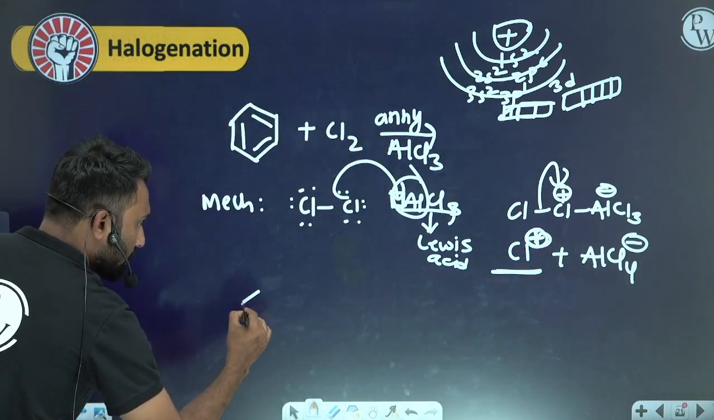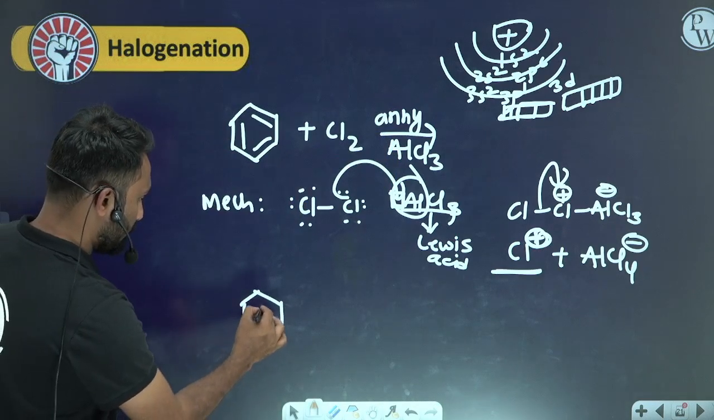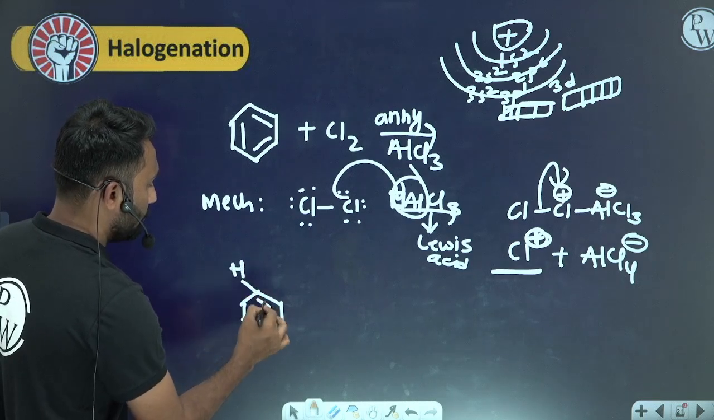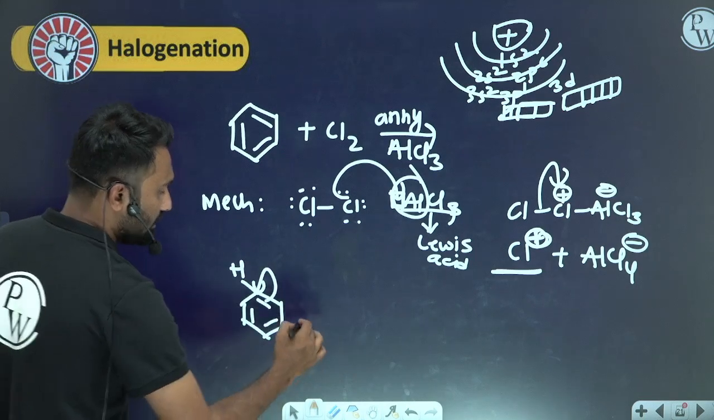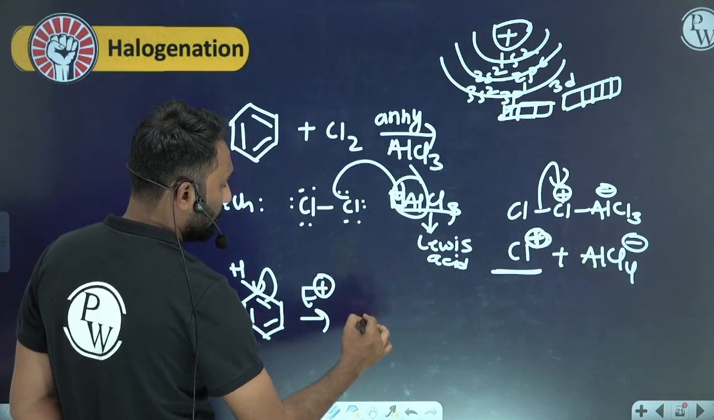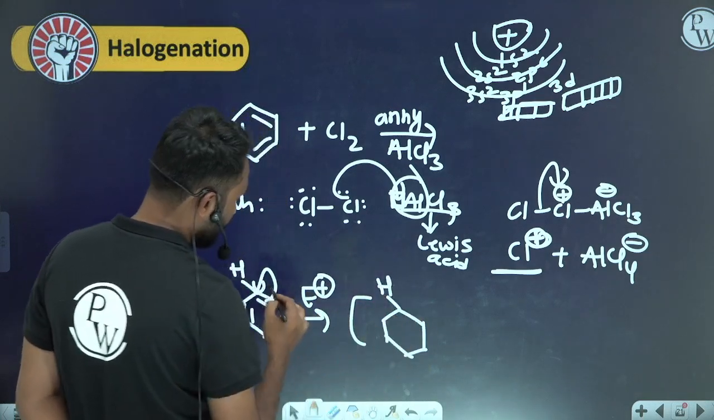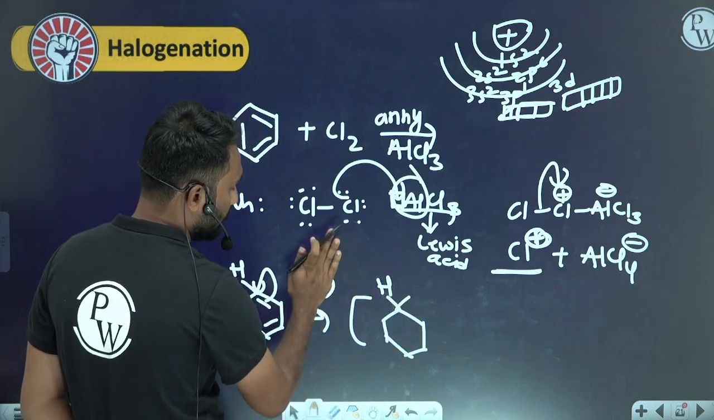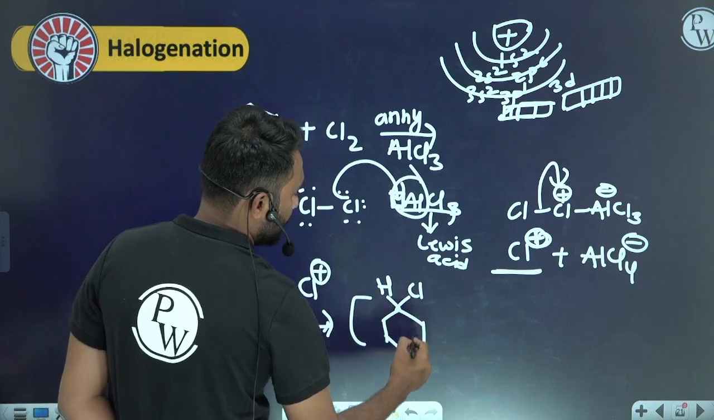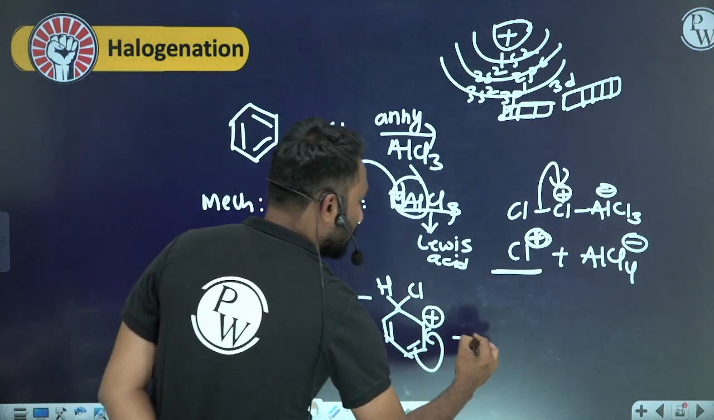Now this chlorine electrophile will attack the benzene. This bond will be shifted here. When this bond has been shifted, the electrophile will go and attack. Here a negative charge comes. Oh sorry, which is the electrophile? Cl positive. Here we get Cl, and here we will get the positive charge. Again this will be delocalized.